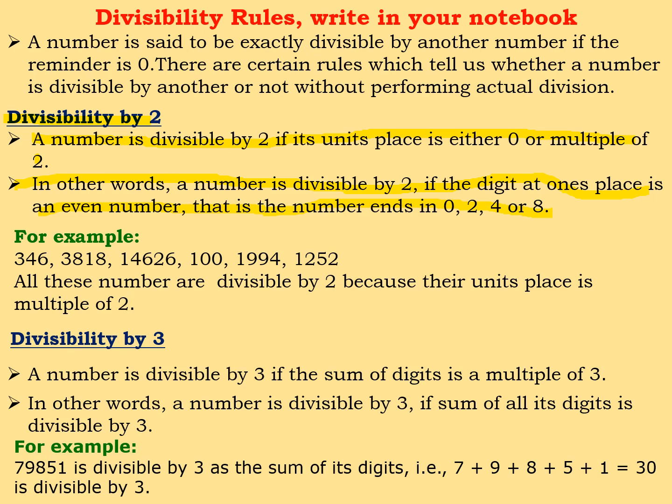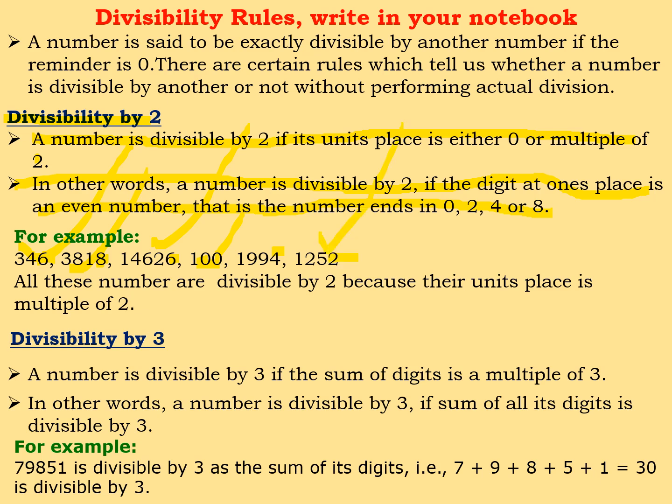For example, you look here: 3, 4, 6. So you have 6 at one's place, isn't it? So yes, it is divisible by 2. If here you see 3, 8, 1, 8, what is the number at one's place? 8. So it is also divisible by 2. 1, 4, 6, 2, 6. 6 again is divisible by 2. Same way 0 is divisible by 2. 4 is divisible by 2. 1, 2, 5, 2 is also divisible by 2.